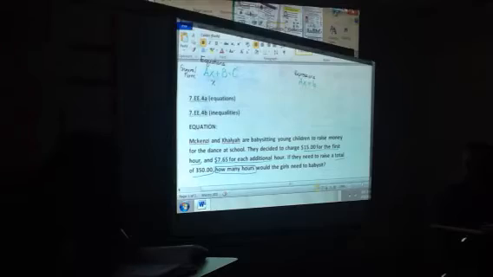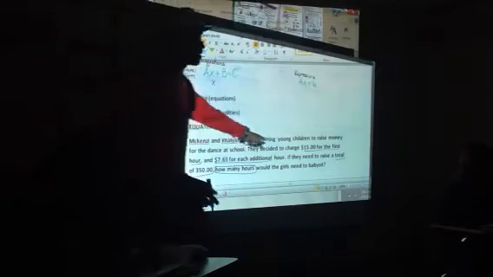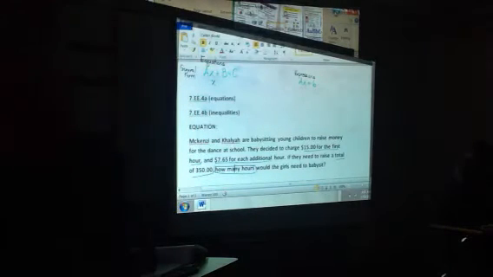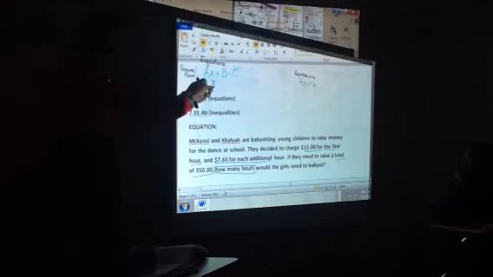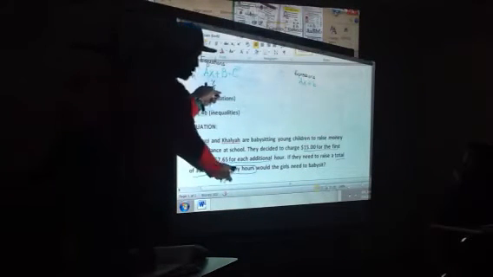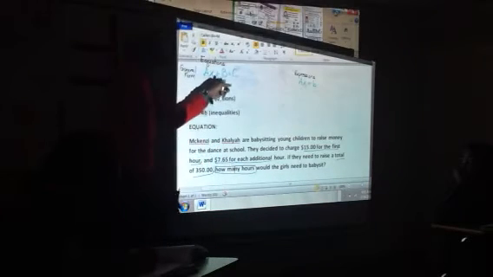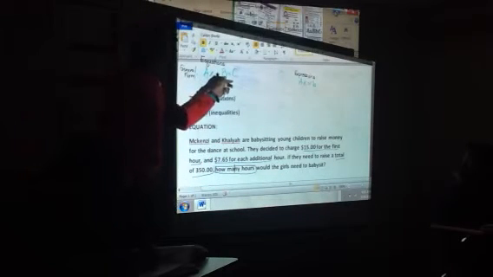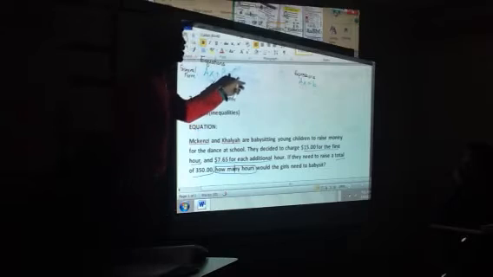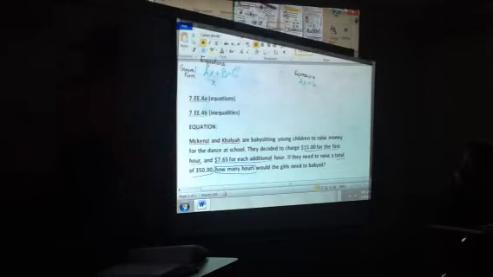Let's take it line by line. They decided to charge $15 for the first hour. Where would that $15 go? Is it the coefficient? Does it have anything to do with the hourly rate? Is it the constant, because it's going to always be the same? Or is it the sum? It's the total amount they need. What does the $15 fit in? It's the constant.